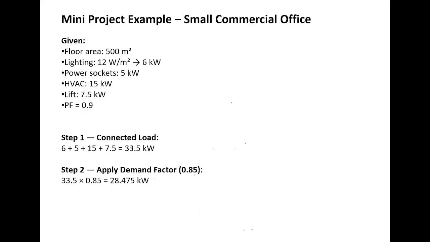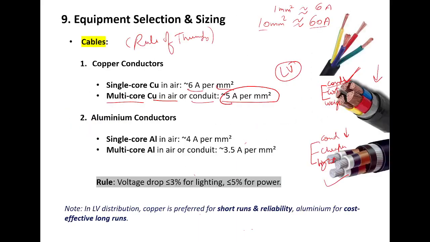I'm coming here, you can see I have a mini project. So this is your rule of thumb with respect to copper cable. Now for aluminium conductor, the value will decrease. For multi-core cable, it will be about 3.5 amperes per square millimeter. Is it clear? Are you able to understand? Everyone clear? Yes, I can understand. Okay, thank you. These are the aluminium conductors. For copper, take 5 amperes per square millimeter; for aluminium, take 3.5 amperes per square millimeter.